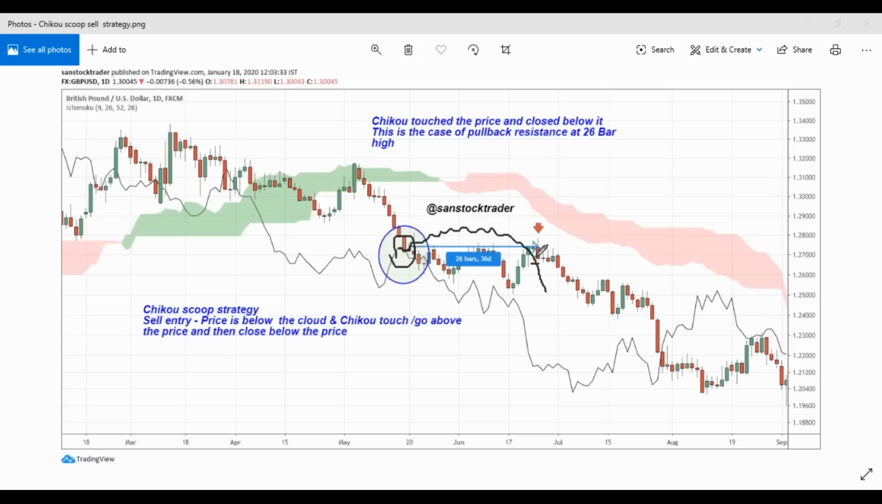What is the difference between this entry and this entry? In this entry, we are shorting at the 26 period high, and here we are shorting when this kind of formation happens. That means we are shorting at the 26 period low. But as we are in the direction of the trend, this strategy also gets rewarded. See here, what I'm talking about is here. Chikou touched the price, but instead of getting rejected, Chikou started moving up.